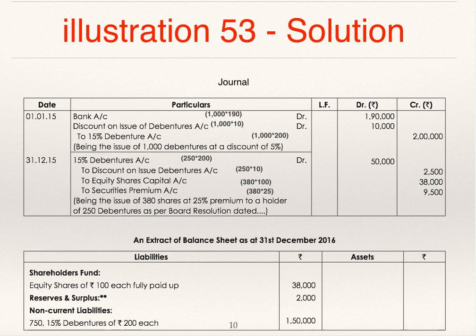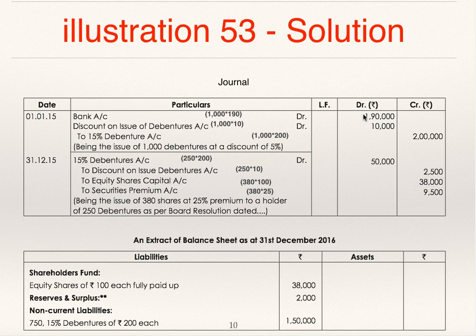Now first we'll see how the entry for issue of debentures is to be passed. Bank account debit 1000 into 190. Why? Because discount is 5%. And what is face value? 200. 5% of 200 is 10. 200 minus 10 is 190. So per debenture they have received 190.